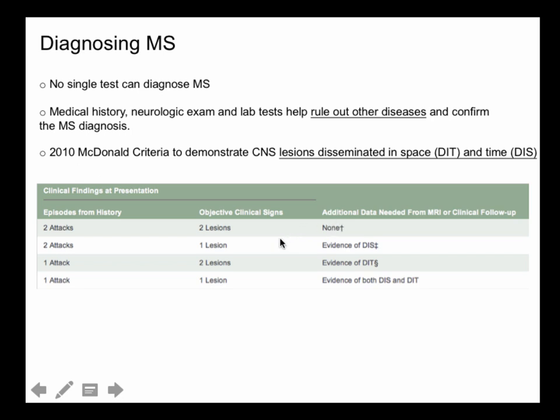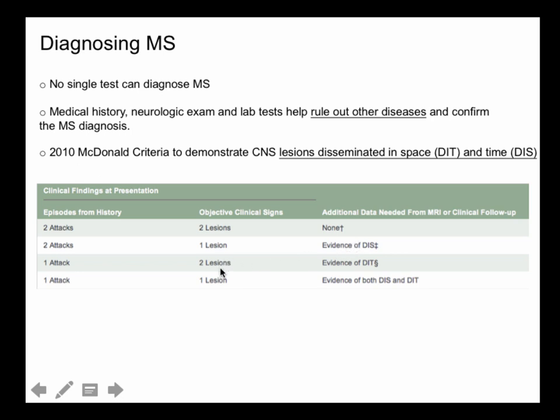Now, it might not be that simple, and sometimes you have patients that have 2 attacks, but the clinician can only detect 1 asymptomatic lesion, and therefore you need to bring some more evidence that there is dissemination in space. And that's where MRI, for example, is useful, because you can look at asymptomatic lesions in MRI.